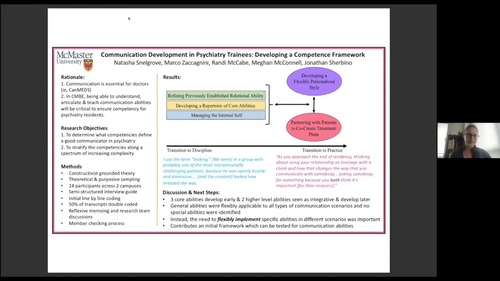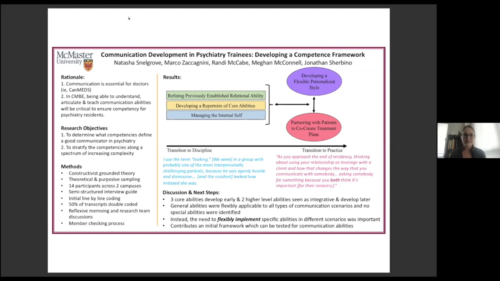We created a semi-structured interview guide around communication that was iteratively updated. I did the initial line-by-line coding for the first few transcripts and created a code set to improve reflexivity. Marco Zachnini, who I believe is watching this presentation as well, was my co-coder, and he co-coded 50% of the 14 transcripts that we had. We both engaged in reflexive memoing, and the research team had regular discussions during the analysis process. We also had a member checking process that was completed by email.